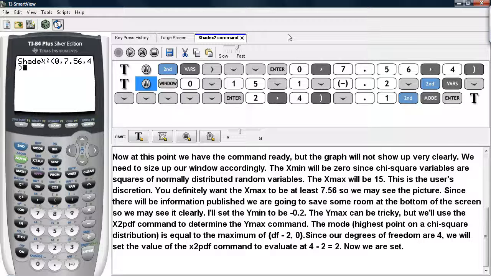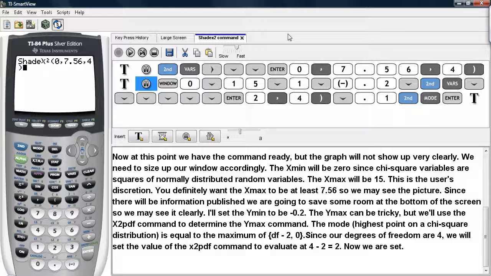You definitely want the x-max to be at least the upper bound, in our case 7.56, so we may see the picture. Since there will be information published, we are going to save some room at the bottom of the screen so we may see this information clearly. I'll set the y-min to be negative 0.2.